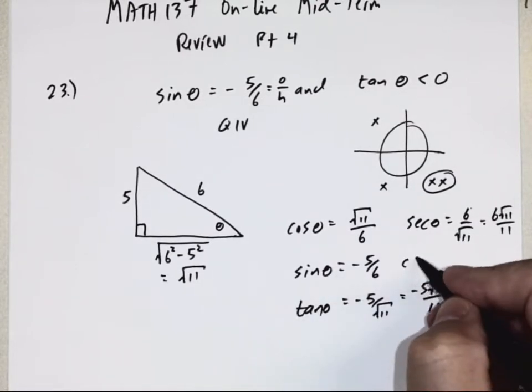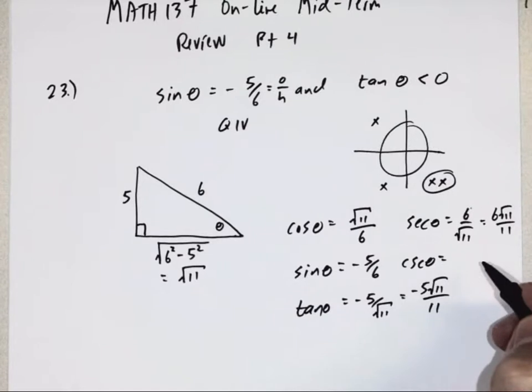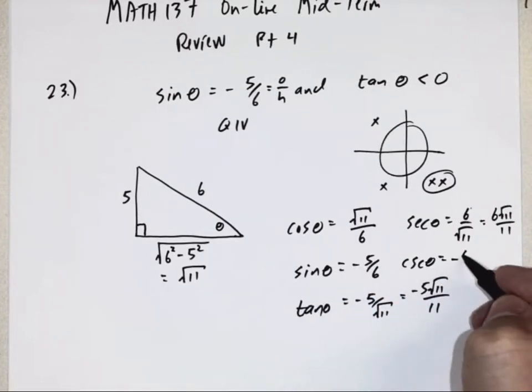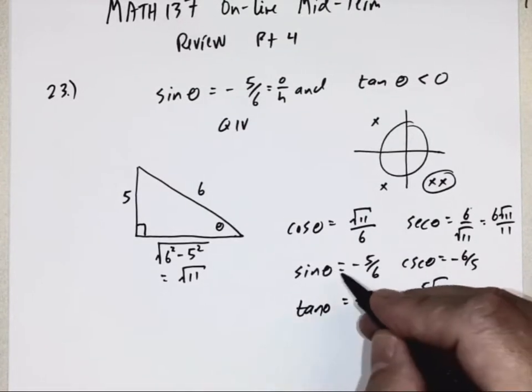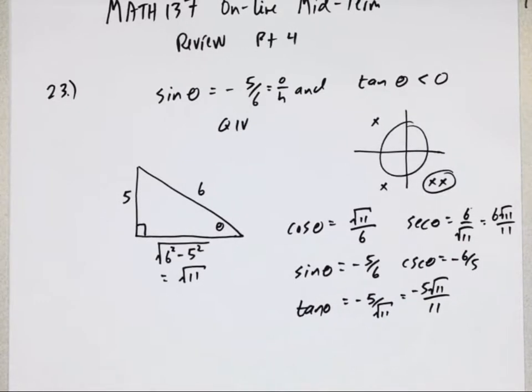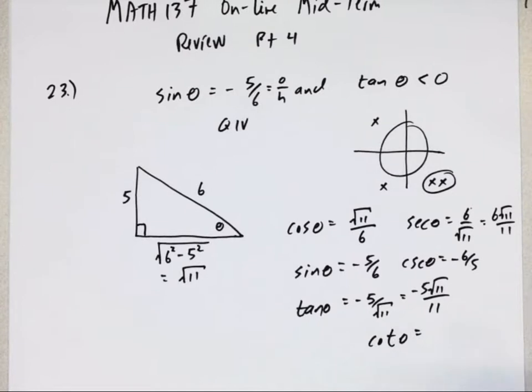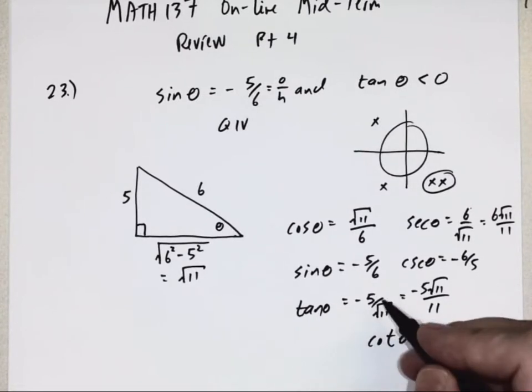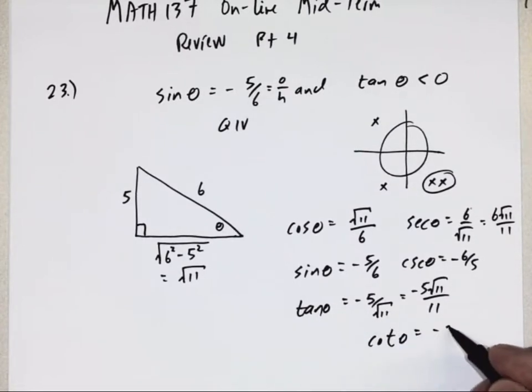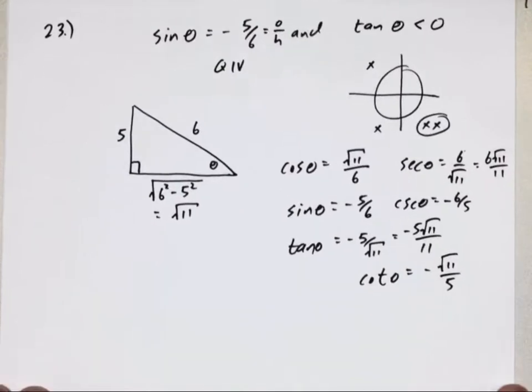Sine gets linked up with cosecant: negative 6/5. And then the cotangent is the reciprocal of the tangent. Let me start with this one. Negative square root of 11 over 5, or negative 5 square root 11 over 11 if rationalized. All right. So now moving on to 24.